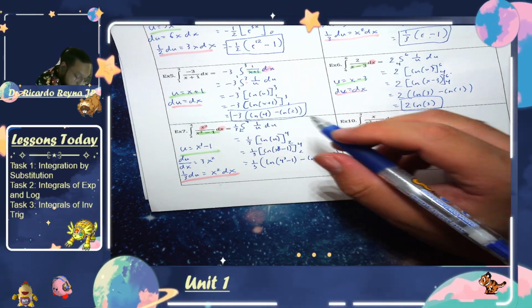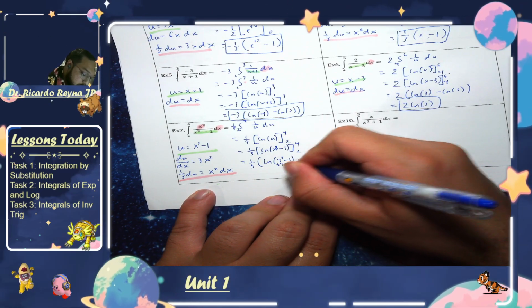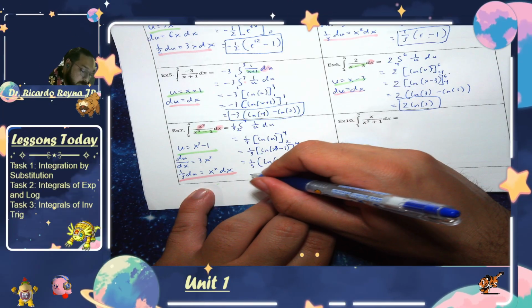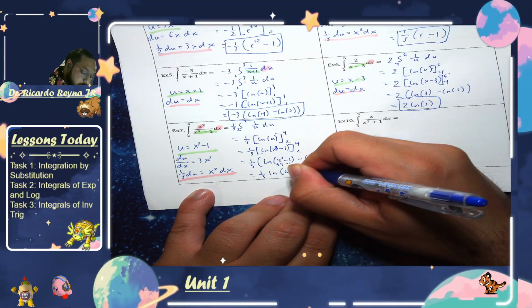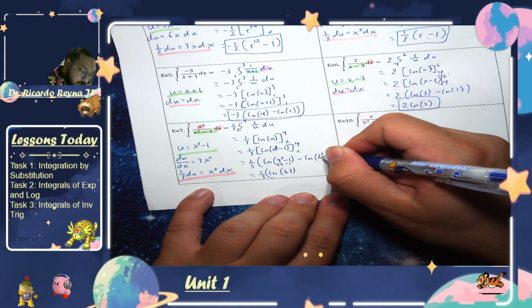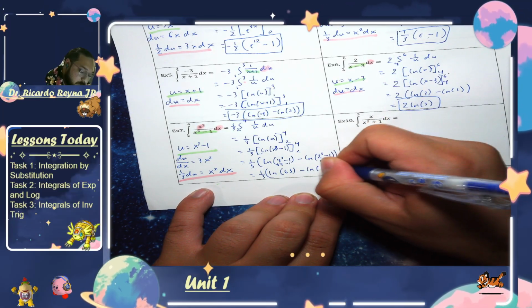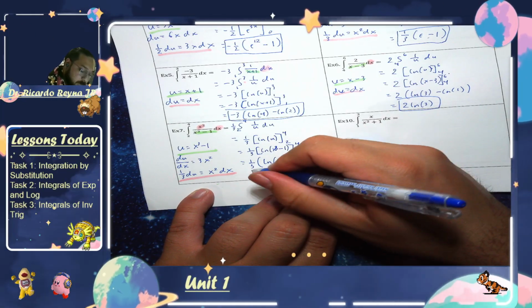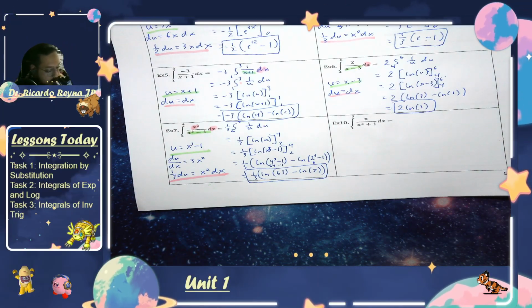4 to the power of 3, that's going to be 64. So 64 minus 1, that's going to be 63. And then 2 to the power of 3 is going to be 8. 8 minus 1 is 7. So ln of 7. All right.